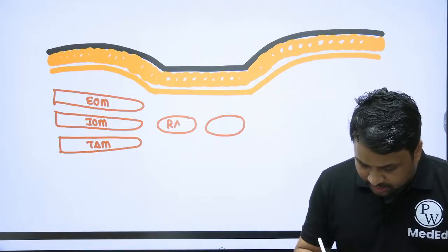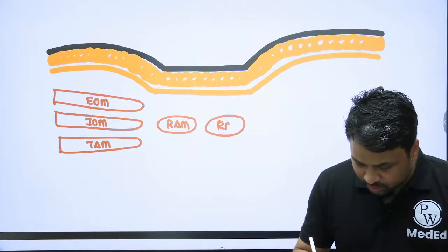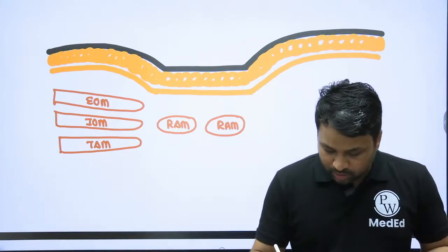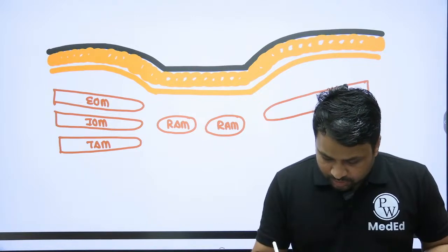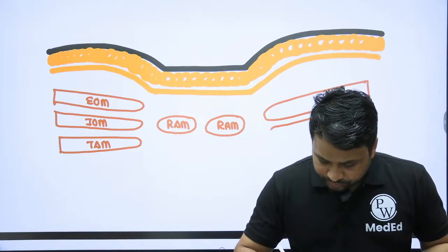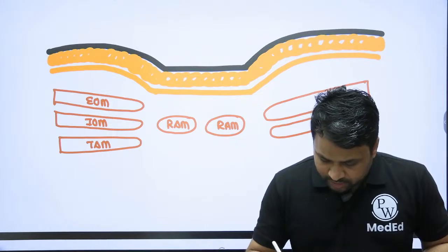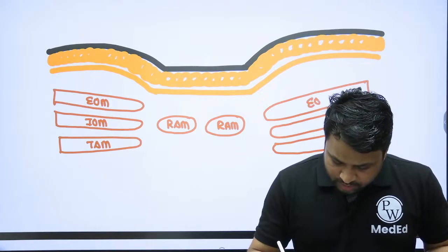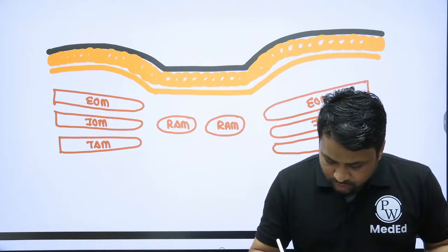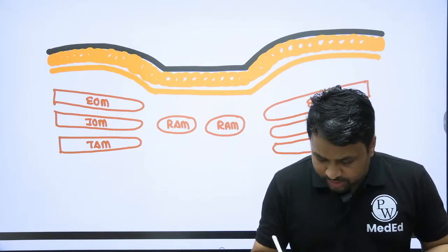So these are your rectus abdominis muscles, which are the medial abdominal wall muscles. On the lateral side again you have the same thing. You have the external oblique muscle, the internal oblique muscle, and then the transverse abdominis muscle.